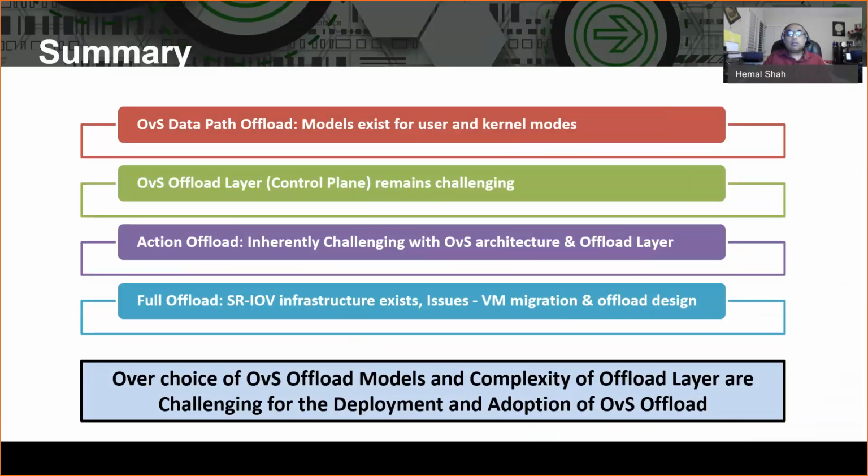My call to action to the community is that software vendors as well as hardware vendors need to work even closer to make OVS offload fully integrated in the OVS and part of the total solution, which can be deployed at scale and widely.